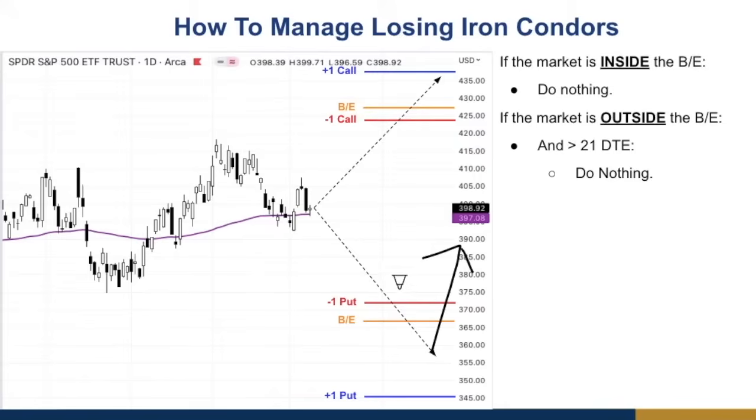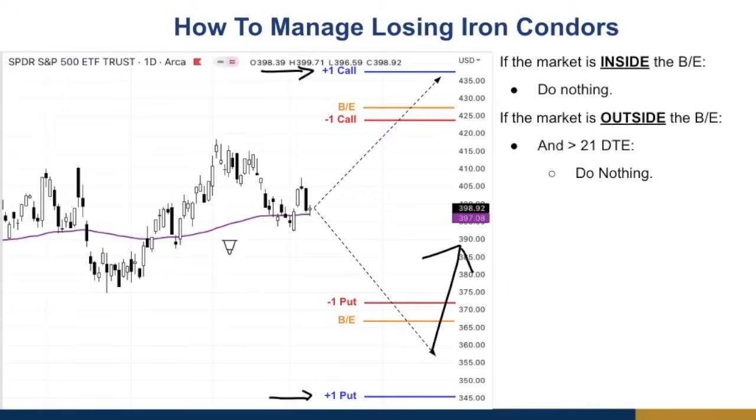Don't forget, when you are putting on an iron condor, you've already got the long option in place, right? The long option basically already limits your maximum risk. So if the market goes to zero or it shoots all the way to the moon, you don't have to worry because you already have the maximum loss defined in place.